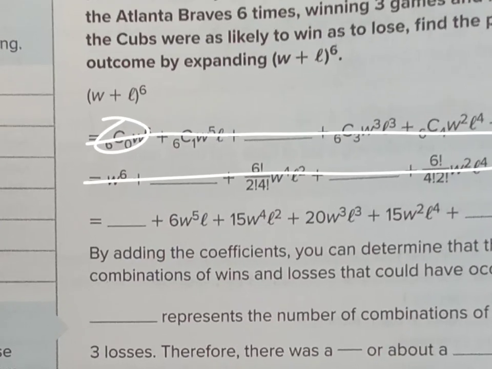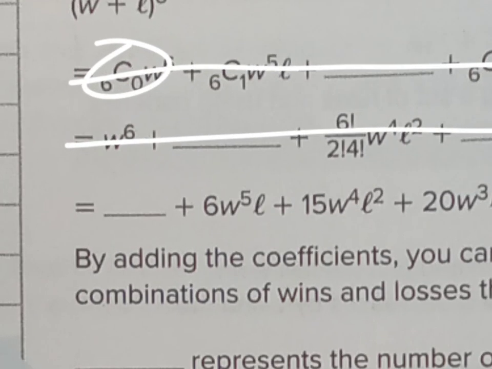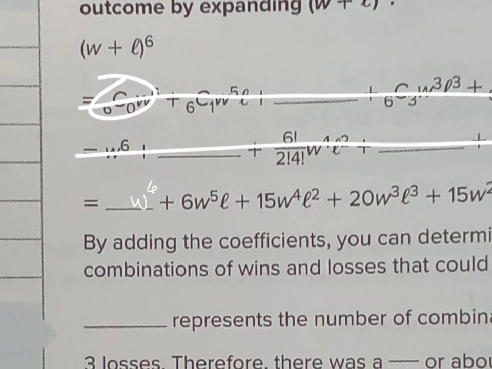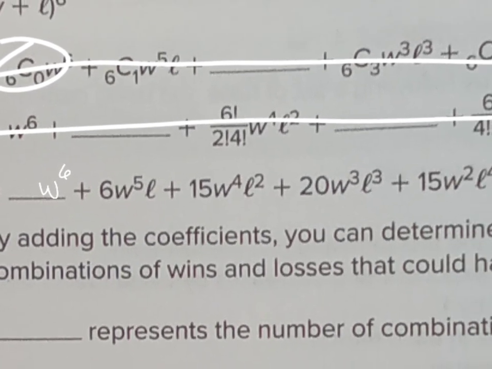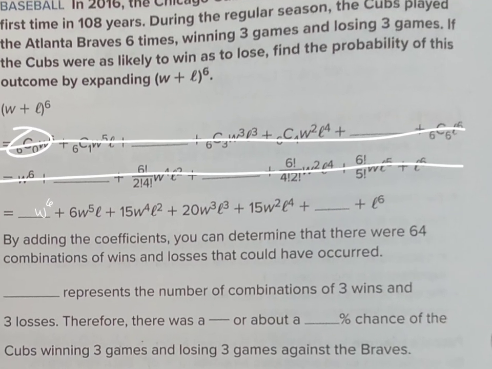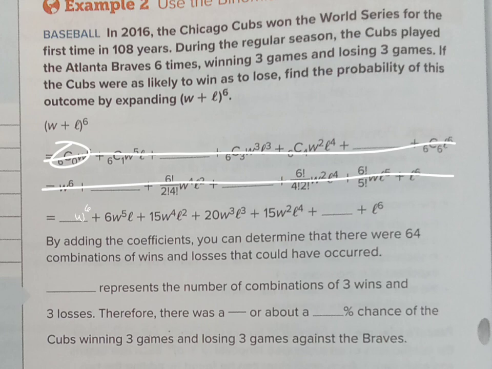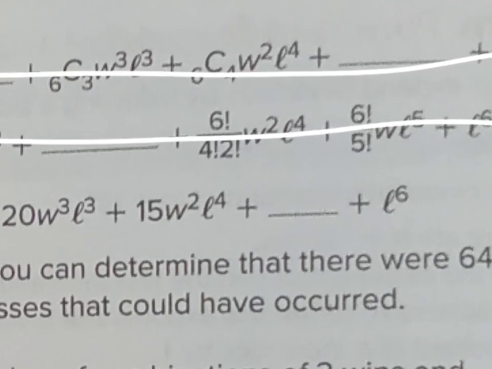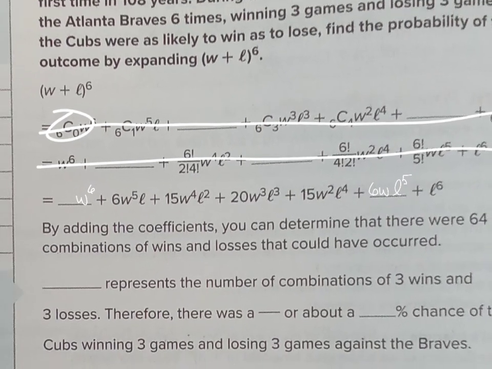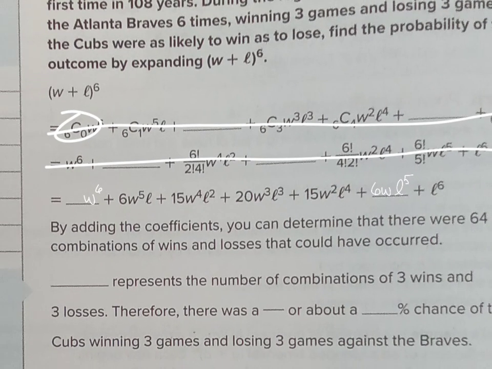So what's the variable of the first one? W to the, is that okay with everyone? And what's the coefficient on that? 1. All right, and so then notice they're going W to the 5th, L to the 1st, W to the 4th, L squared, W to the 3rd, L to the 3rd, etc. Okay, and so then what's the second to last one there? All right, does everybody see where all that comes from?